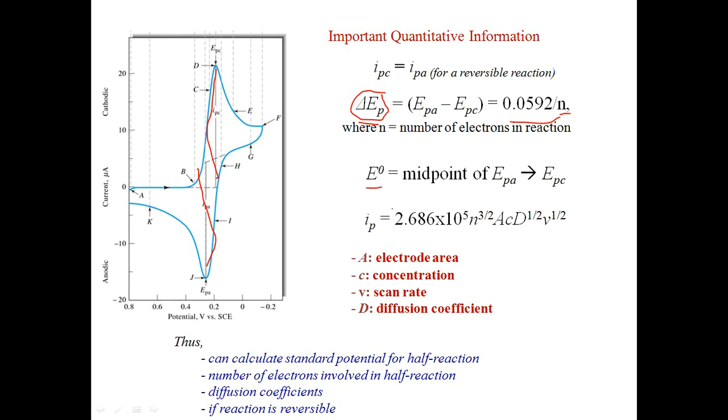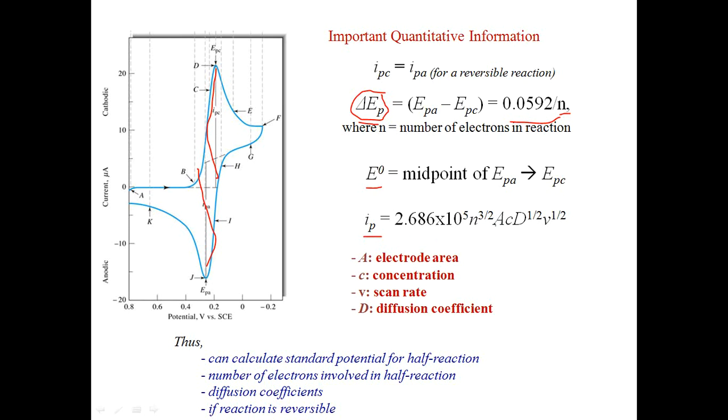That gives you the E0 value, and the peak current, the I value here, is 2.68 × 10^5 n^(3/2) A C D^(1/2) ν^(1/2), where A is the electrode area, and D is the diffusion constant, the same as the fixed diffusion constant for diffusion current that we have taken.